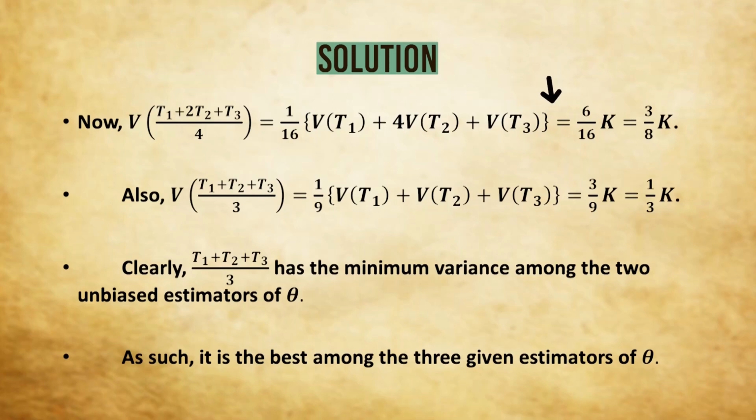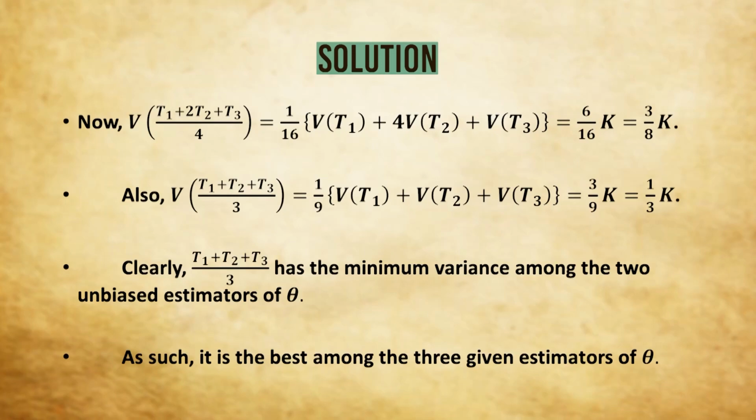So in the bracket it will be k plus 4k plus k, so 6k by 16. So that is 3 by 8 k. So this is the variance of the first unbiased estimator. The variance of the second unbiased estimator, that is the variance of (T1 plus T2 plus T3) by 3. 1 by 3 will come out as 1 by 3 square, that is 1 by 9. So inside the bracket we'll have V(T1) plus V(T2) plus V(T3), so 3k by 9. So that is k by 3.